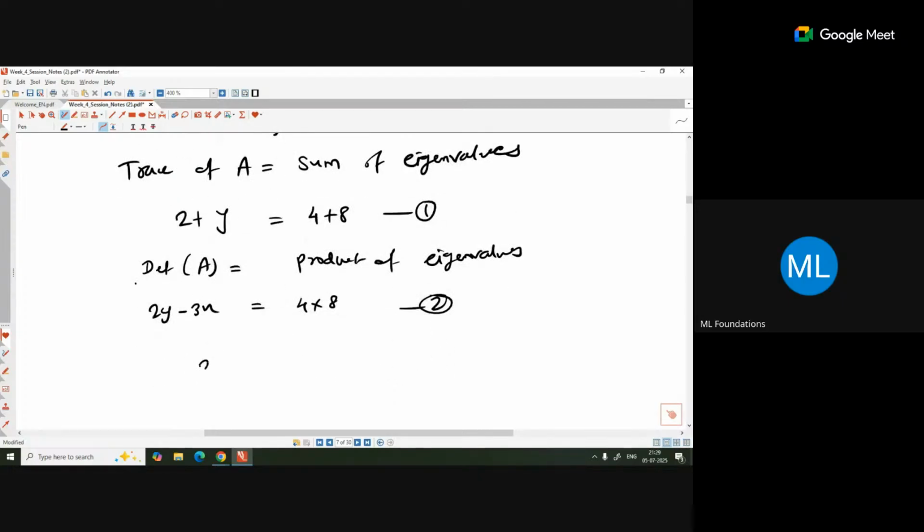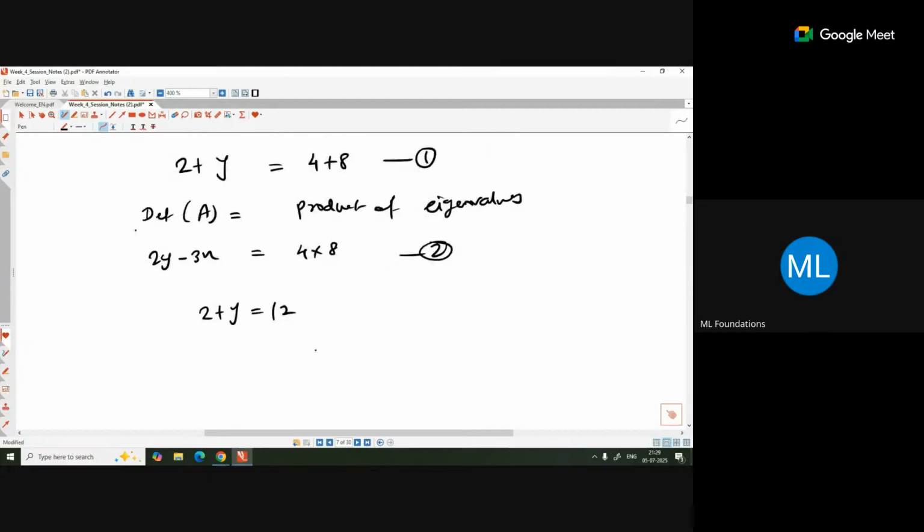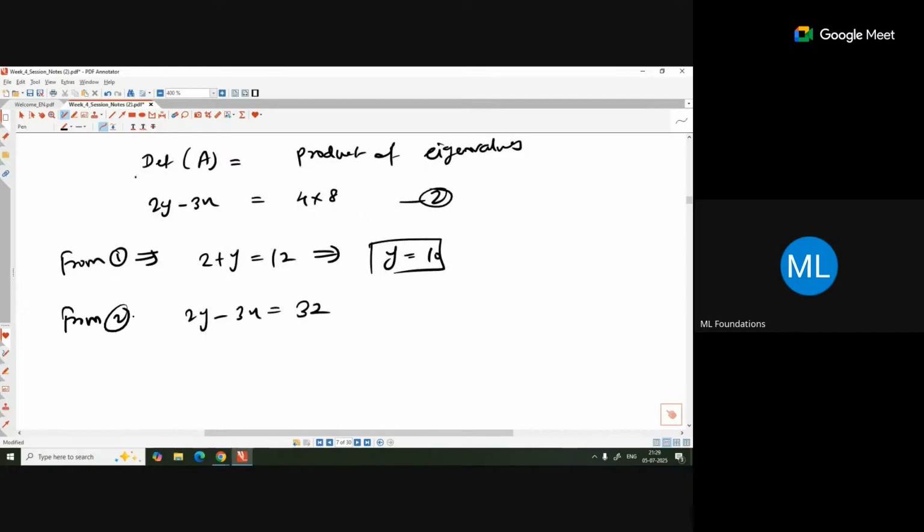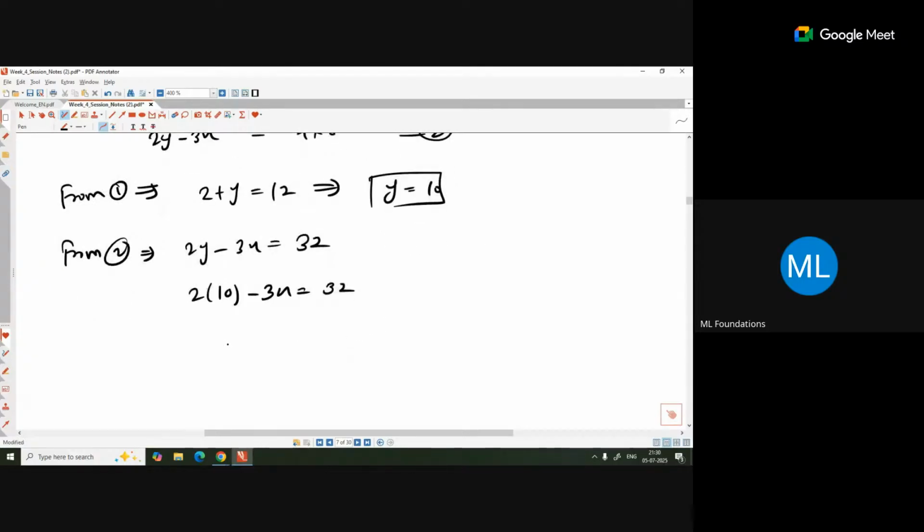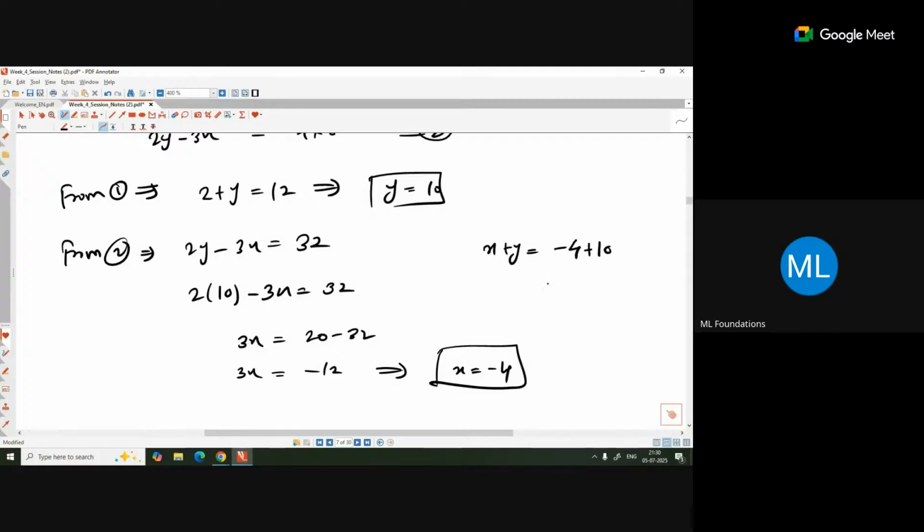So what is my first equation? 2 plus y equals 12. So what will I get from equation 1? From 1, I get y equals 10, and from 2 it is 2y minus 3x equals 32. So 2 into 10 minus 3x equals 32. So 3x equals 20 minus 32, which is minus 12, which gives me x as minus 4. And what we have been asked here: calculate x plus y. So minus 4 plus 10, which is 6. Done?